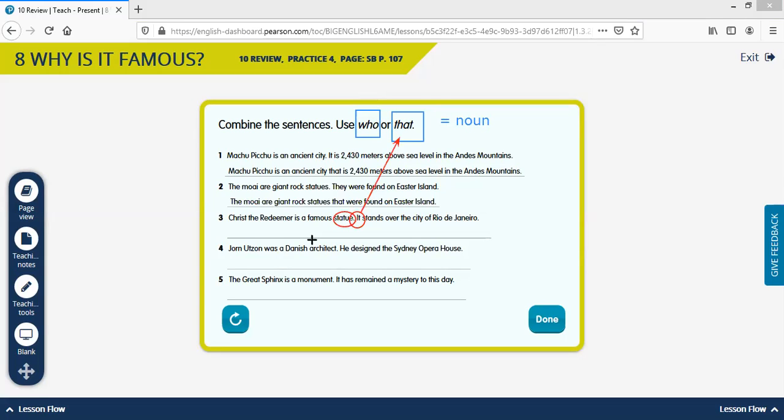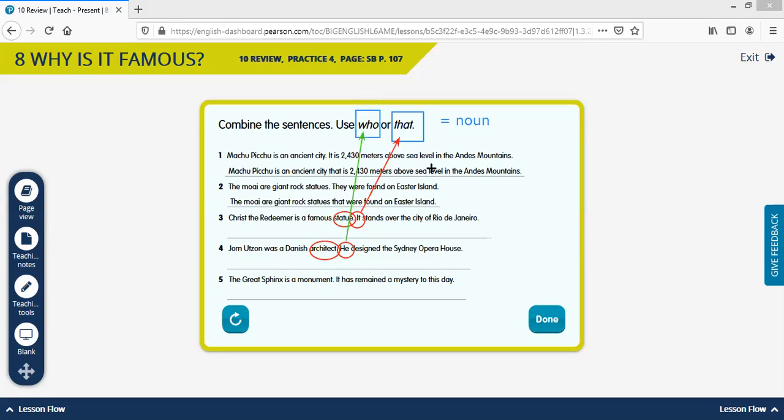John Utzon was a Danish architect. He designed the Sydney Opera House. Architect and he are representing the same thing. So we're going to replace the second word with a pronoun. In this case, who, because we're talking about a person.